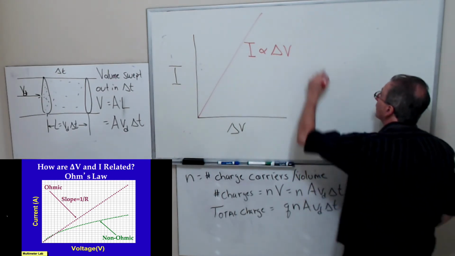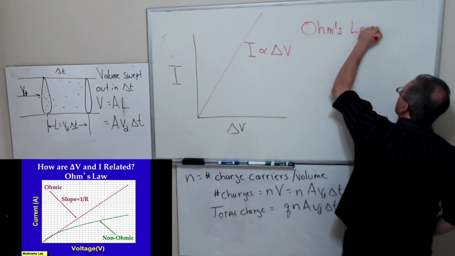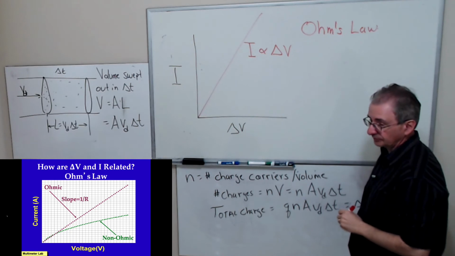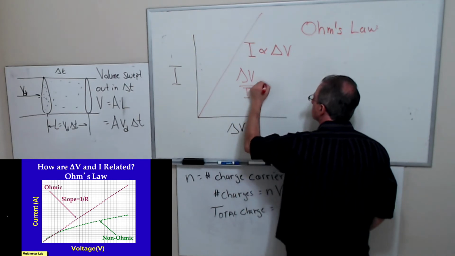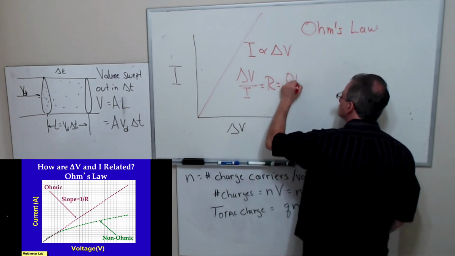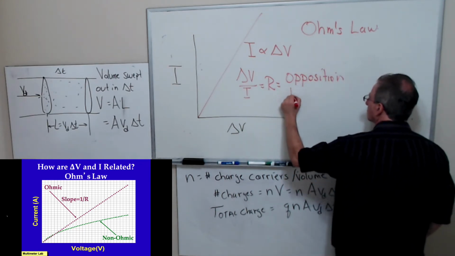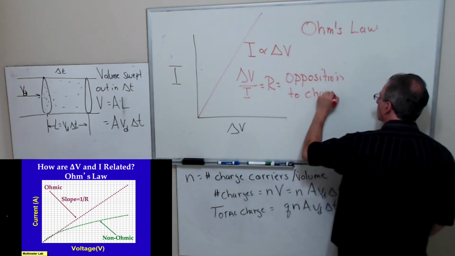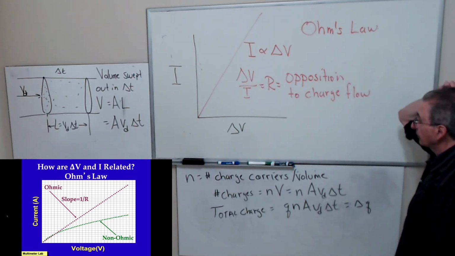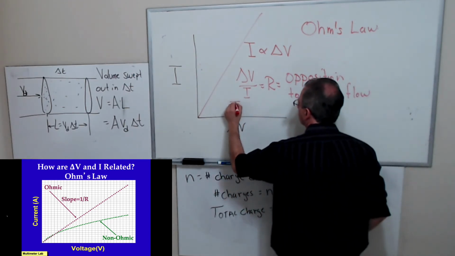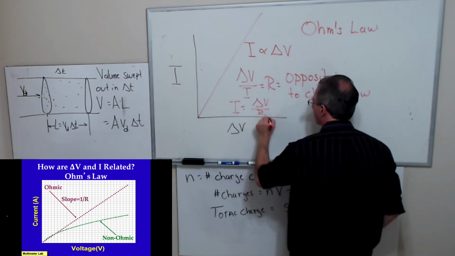And these materials obey Ohm's law. This is Ohm's law. And the ratio of delta V over I is equal to R, which represents the opposition to charge flow. Which means that I, the proportionality constant that relates these two, I is delta V over R.